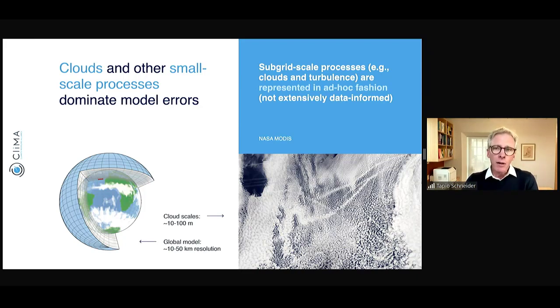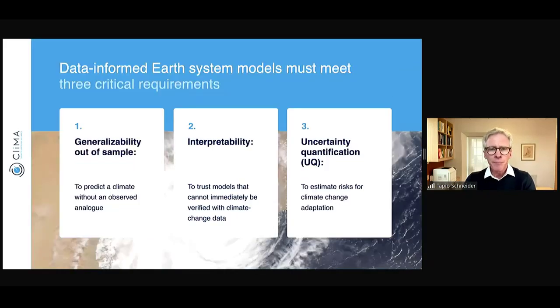I think data here are an important part of the solution of how to make progress. Right now, the models we use for small-scale processes are not extensively data-informed, but they can be.